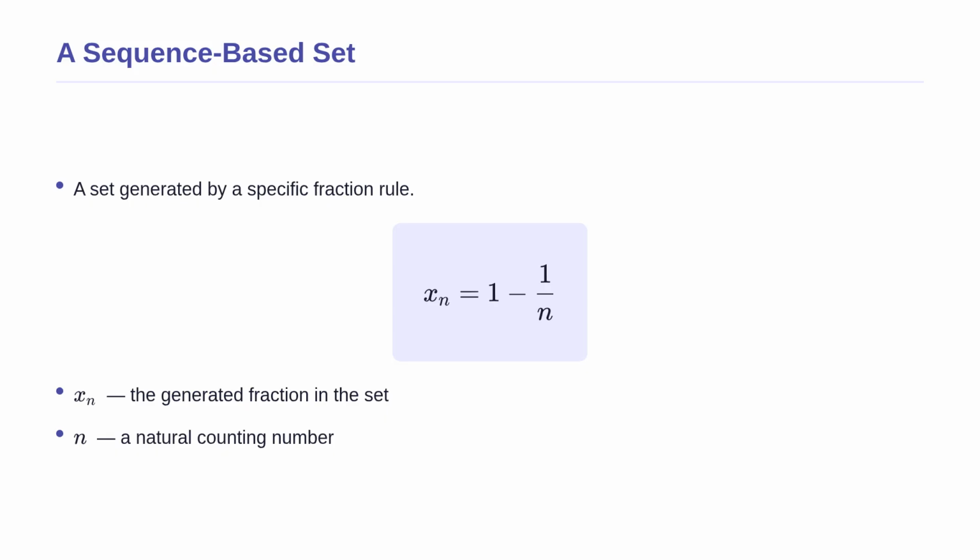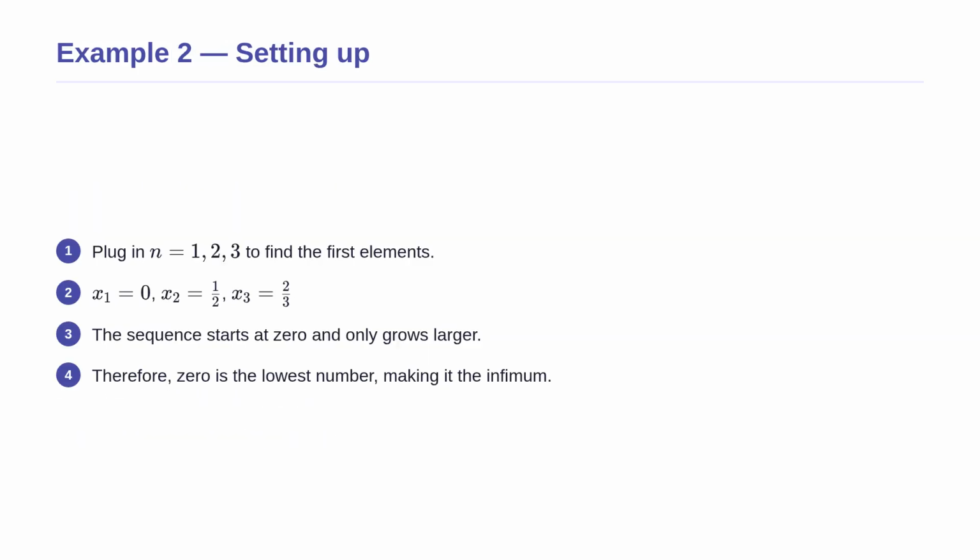As n increases, the fraction changes, generating an infinite collection of numbers that we need to bound. Let us figure out the bounds for this sequence by writing out the first few terms. We start by plugging in n equals 1, which gives us 1 minus 1, resulting in 0. Plugging in n equals 2 gives us 1/2. Plugging in n equals 3 gives us 2/3.